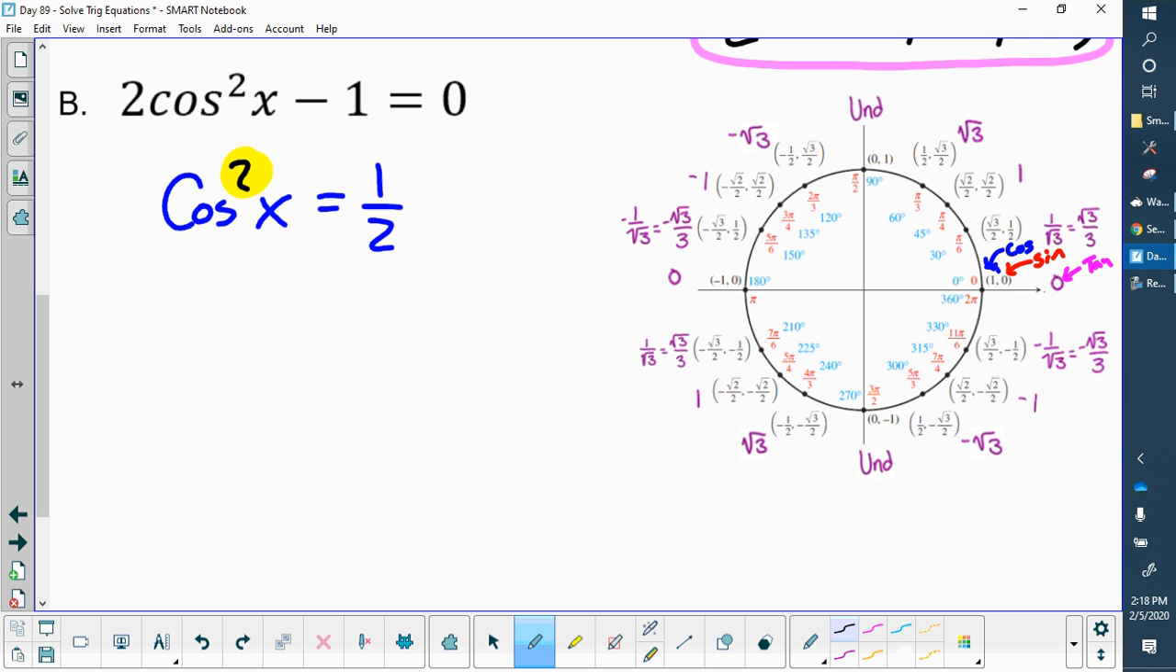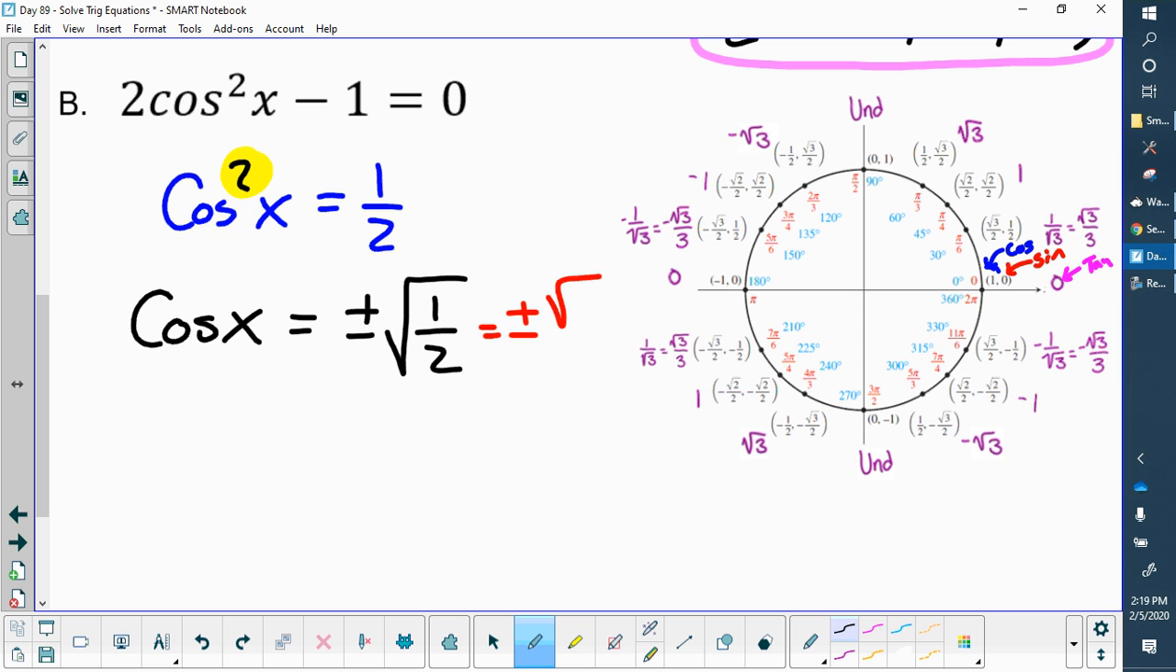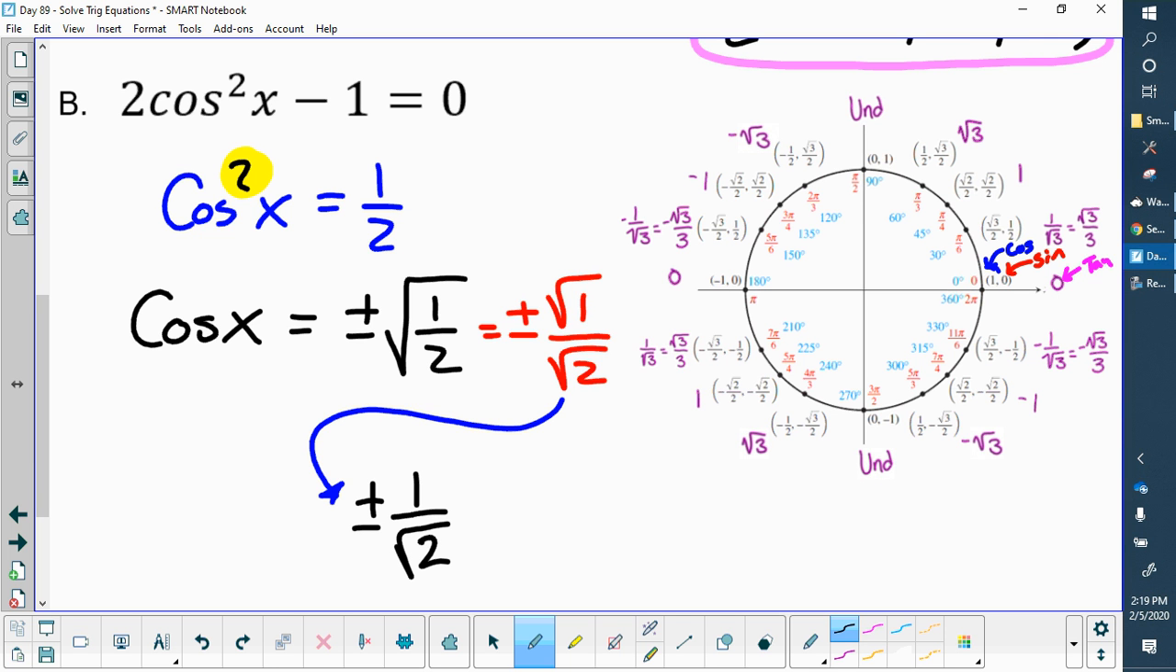How do I get rid of squaring something? Square root. So now I get cosine of x. Once the square is gone, now I can look at the unit circle. Don't forget that you have a positive and negative square root of 1/2. Now again, this is not the unit circle, because I can give them each their own square root. What is the square root of 1? 1. So right now I have 1 over the square root of 2. Also not on the unit circle. So don't be afraid to rationalize the denominator. Let's multiply it by a fancy 1. And I get positive and negative square root of 2 over 2.